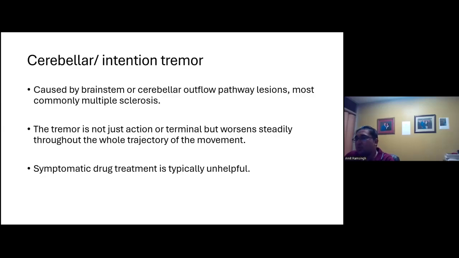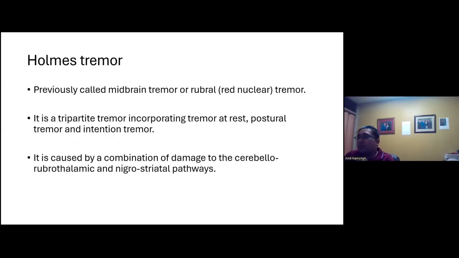So the most common cause of this is multiple sclerosis. The tremor is not just action or terminal, but worsens steadily throughout the entire trajectory of the movement. And it's usually a difficult type of tremor to treat, with a lot of drug treatments being typically unhelpful. We have what we refer to as the Holmes tremor, previously called a midbrain tremor or the rubral tremor, meaning the red nucleus tremor in the mesencephalic area.